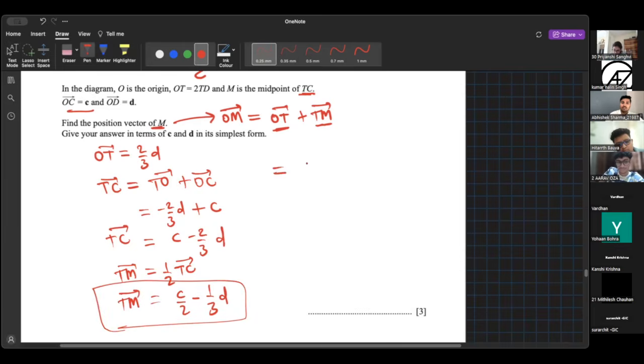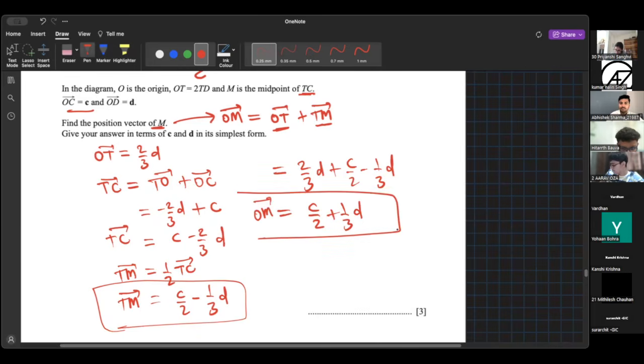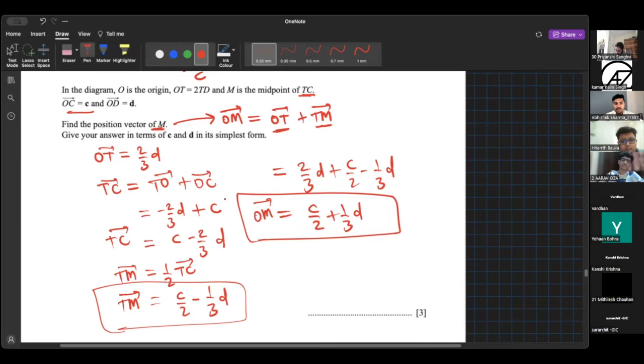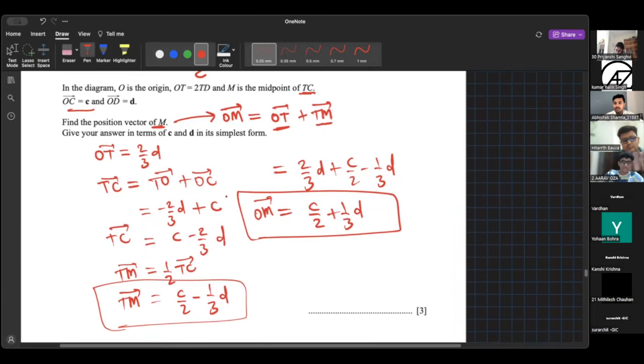OM will be OT. So OT is 2/3 of D plus TM, which is C by 2 minus 1/3 of D. Add the like terms. 2/3 of D minus 1/3 of D will be 1/3 of D, but C by 2 plus 1/3 of D, and that is OM. That's the answer. Clear? Any questions in this?